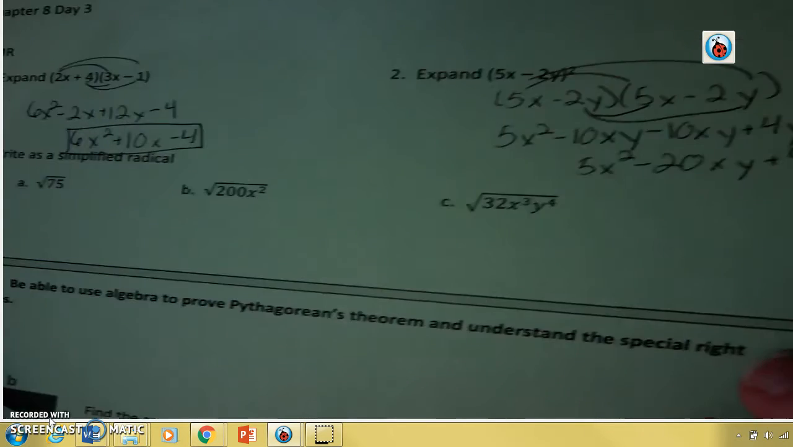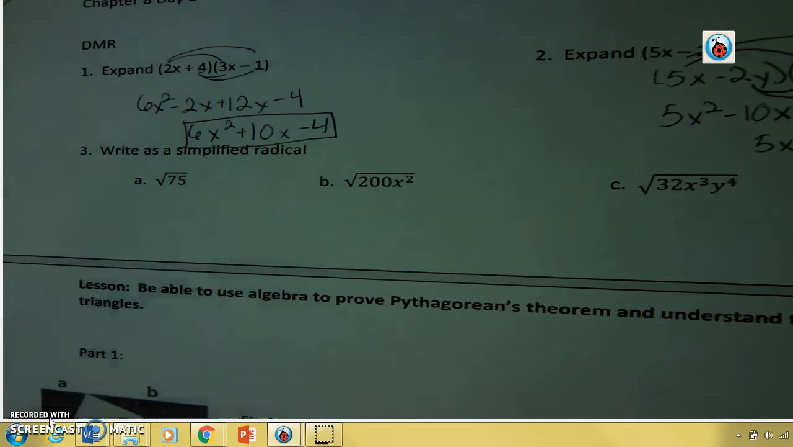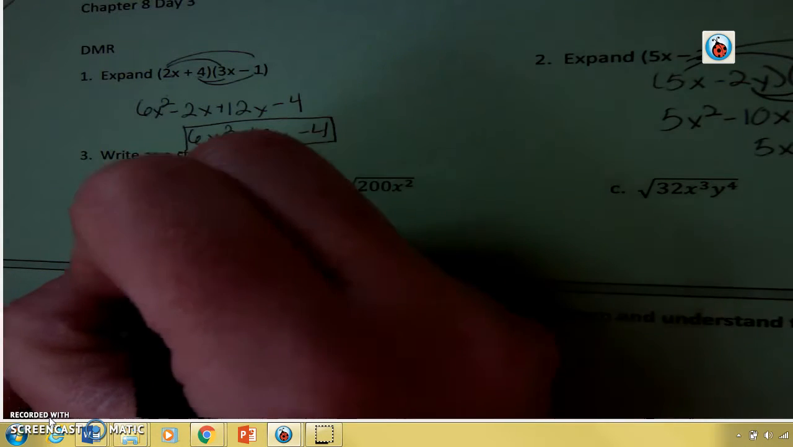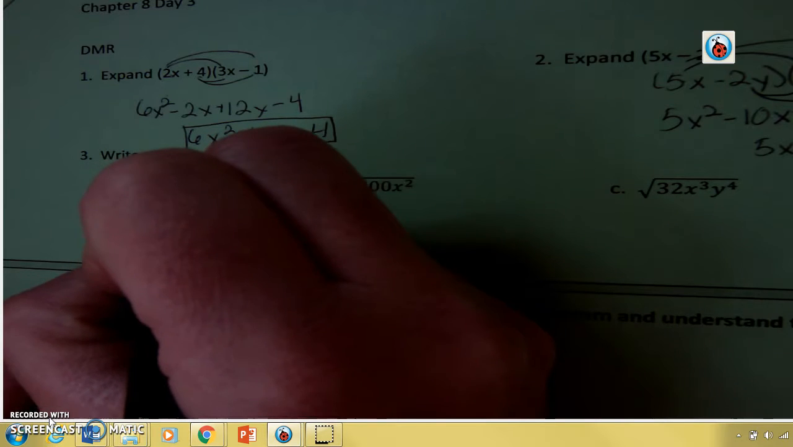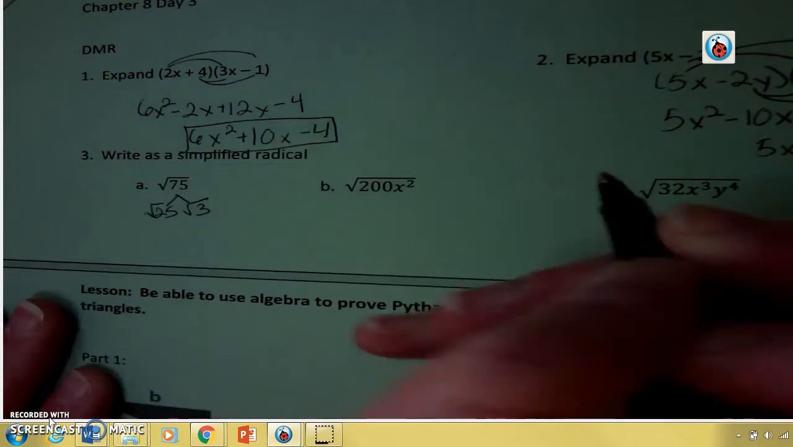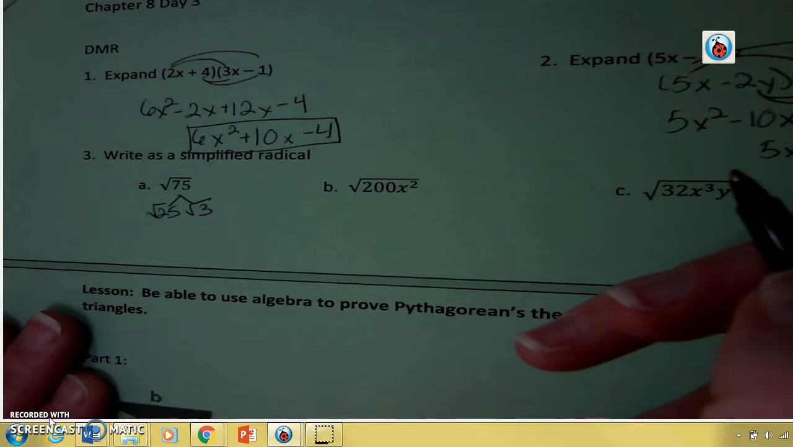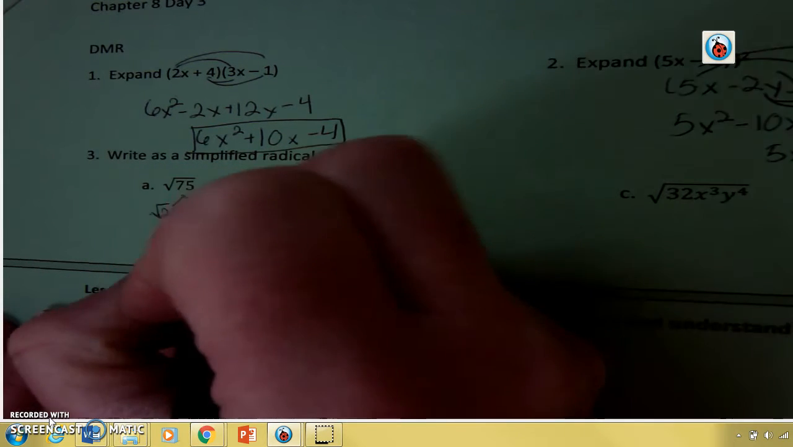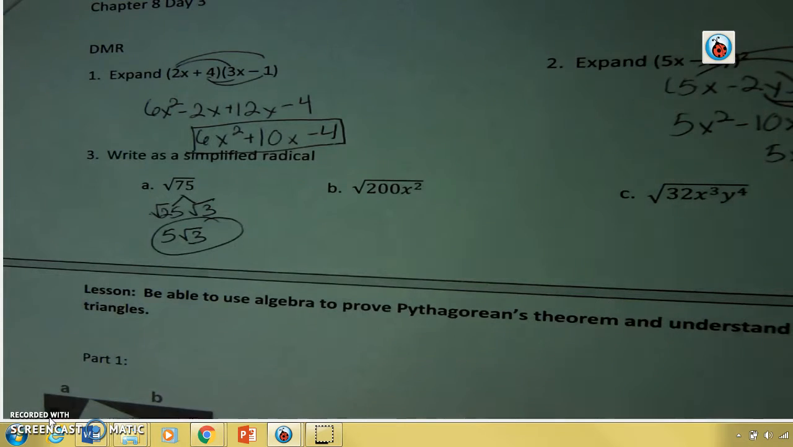Okay. Simplifying the radical is just where, if I see a perfect square that fits into it, the square root of 75 could be split into the square root of 25 times the square root of 3. I chose 25 because I know the square root of that is 5. Square root of 3 I don't know. It's irrational, so I leave it just like that.